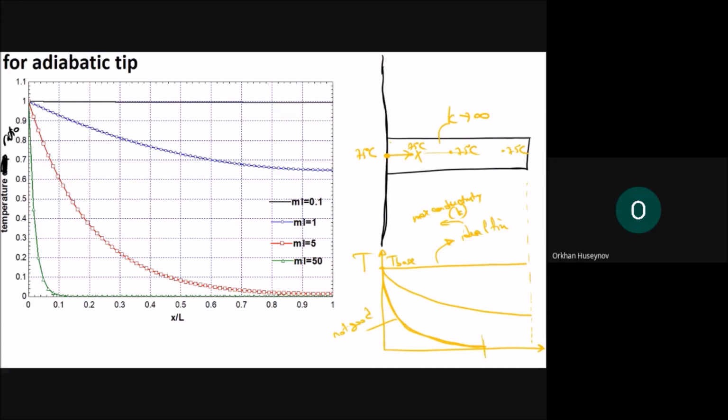Okay, so here, for example, you have 75 degrees Celsius, but when you reach this location, the temperature is, for example, 20 degrees Celsius. It is not a good fin. Why? Because the fin has a resistance. What we want from the fins is that the fin should have minimum resistance.